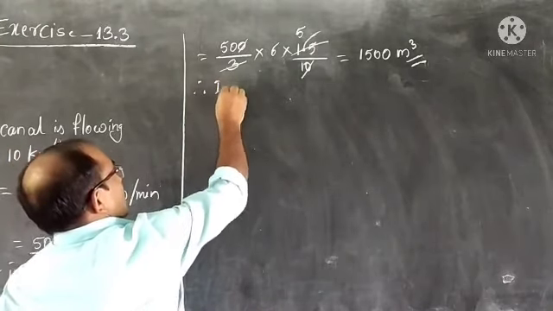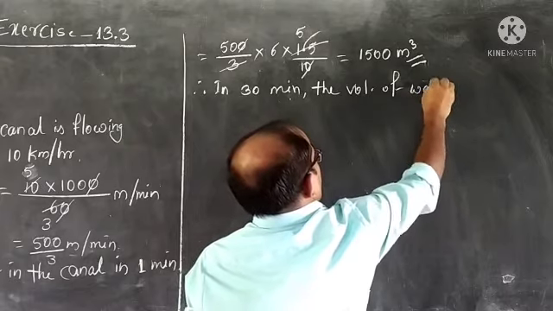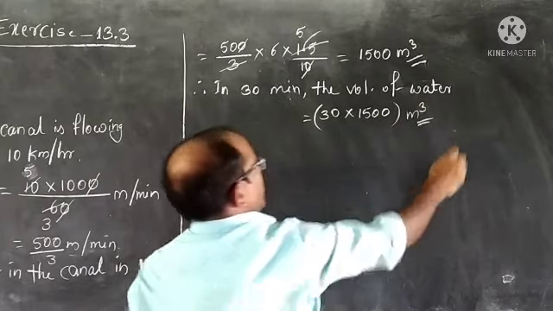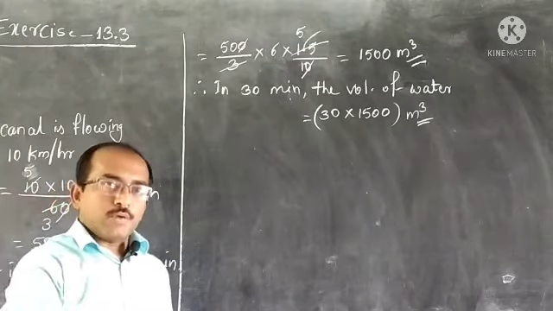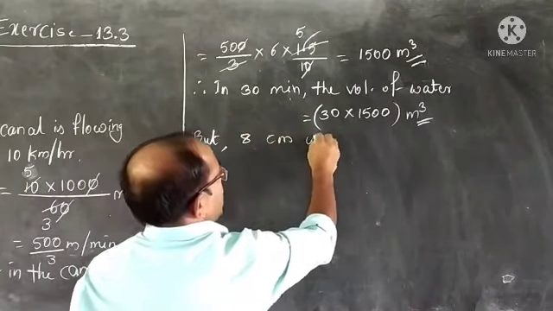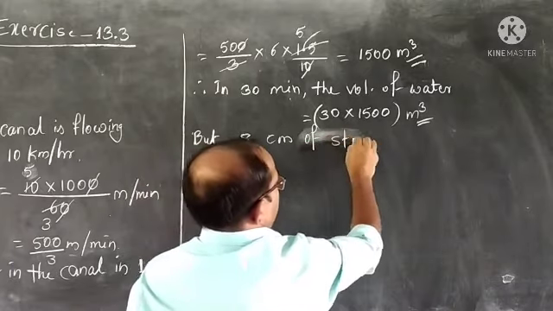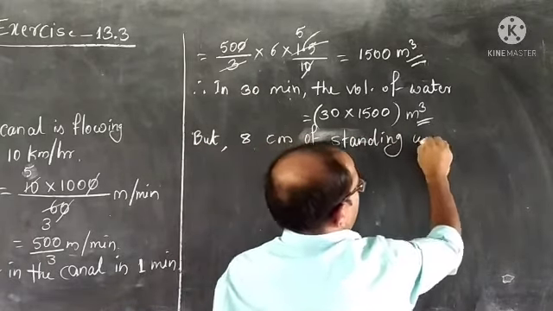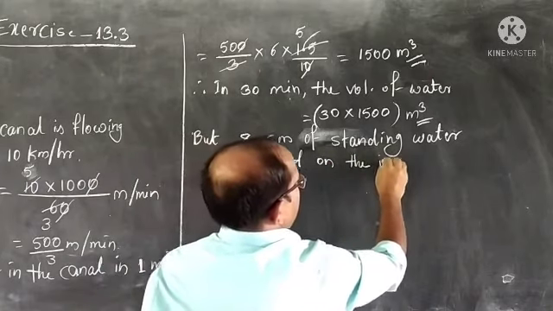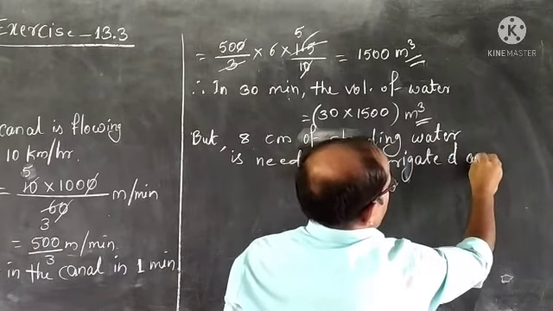Therefore, in 30 minutes the volume of water will be 30 into 1500 meter cube. So, this will be the total amount of water in the field on a particular area, but we need what? 8 centimeter of standing water is needed on that area, on the irrigated area, we can say.